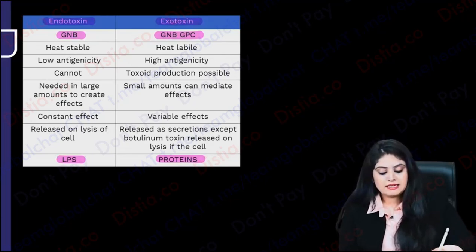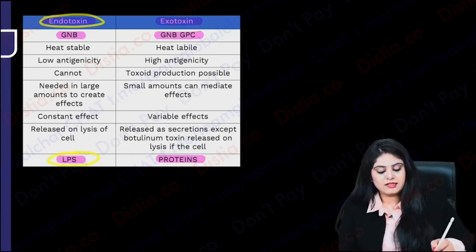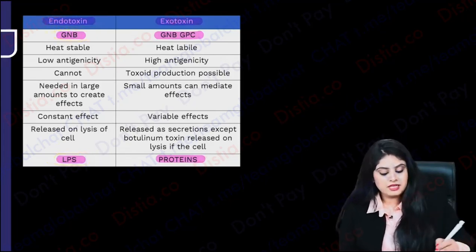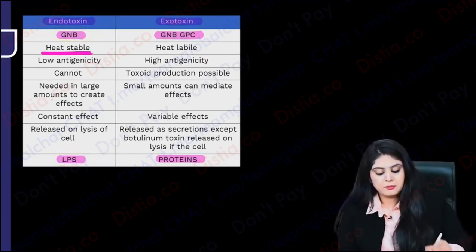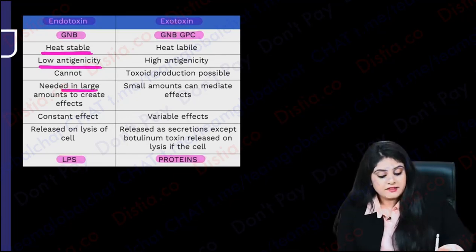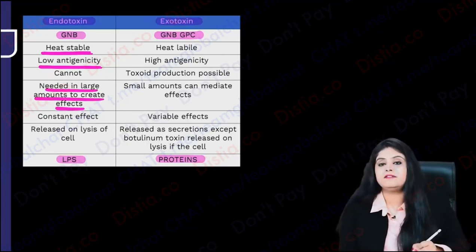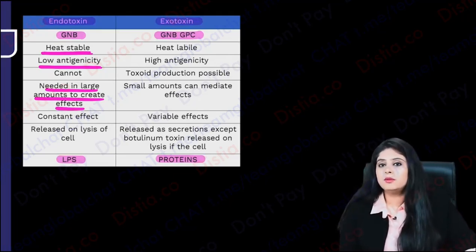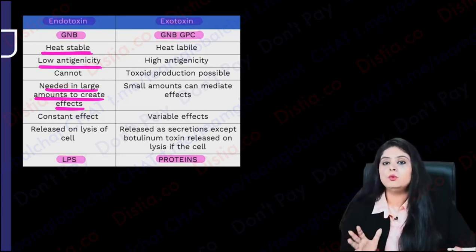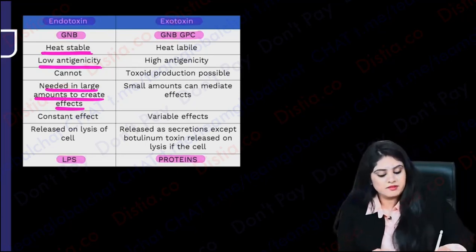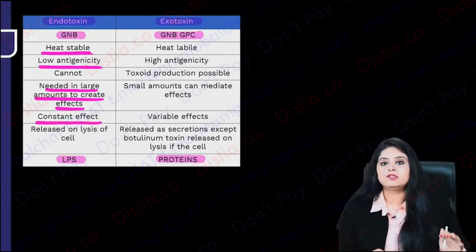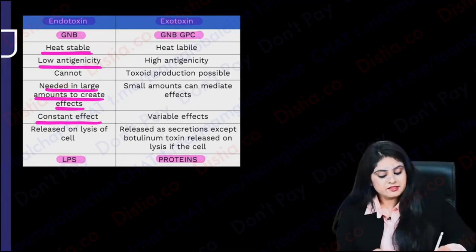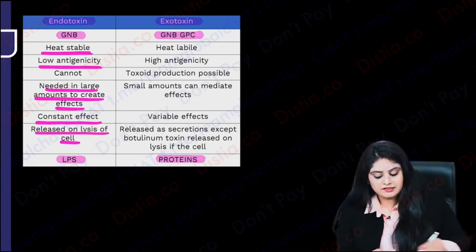So now let's do a repeat. Please remember that endotoxin, which is a lipopolysaccharide, is present in gram-negative organisms. It is heat stable. It has low antigenicity. It is therefore needed in large amounts to create effects. Some molecules of endotoxin will not be able to create a problem. You need endotoxins in a good amount for them to create a problem, and whatever problem they create, it will always be a constant problem. And how will they be released? They will be released on the lysis of the cell.